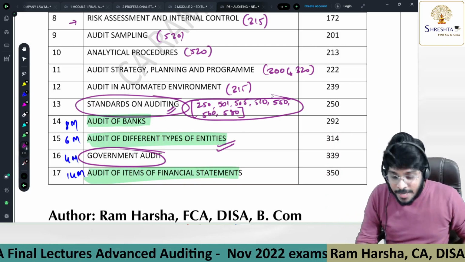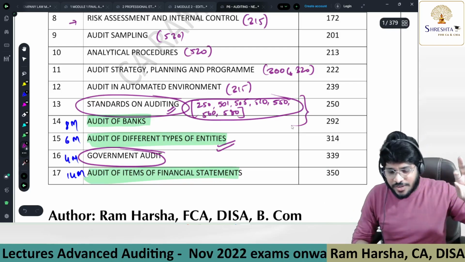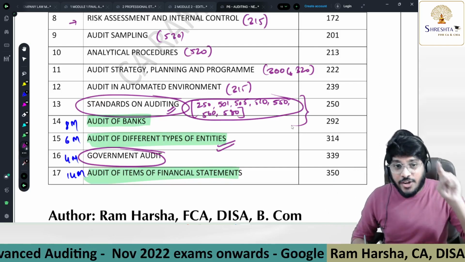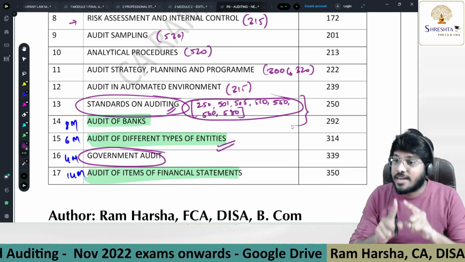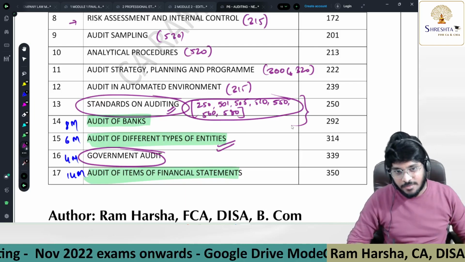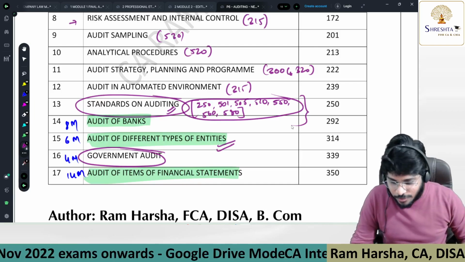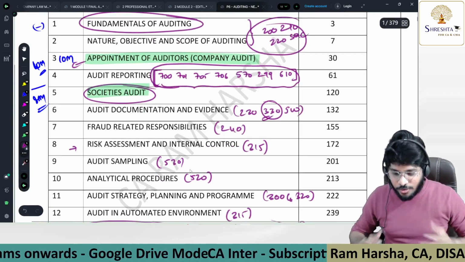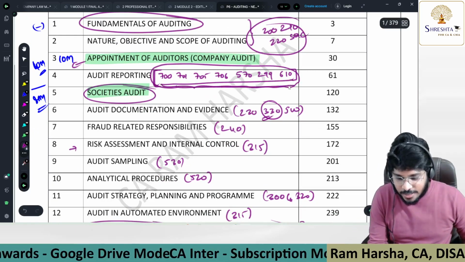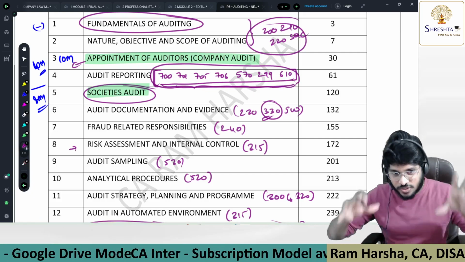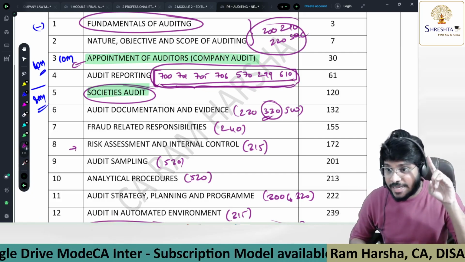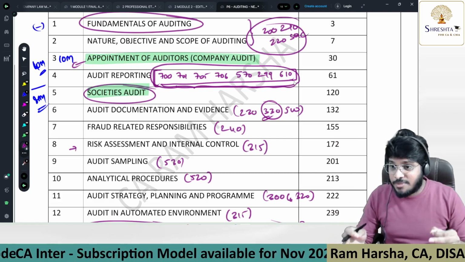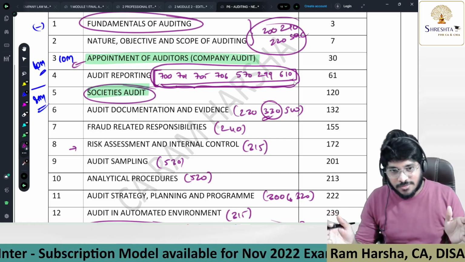No need to refer anything. These standards 250, 501, 505, 510, 550, 560, 580, all these standards in your institute material were covered as part of the audit evidence chapter. Only these standards were already covered as part of the audit evidence chapter. And I covered these standards as part of audit report. So this is actually the breakup of your syllabus. First, get aware of that. First, understand what your syllabus is exactly, how your syllabus has been split over multiple chapters.